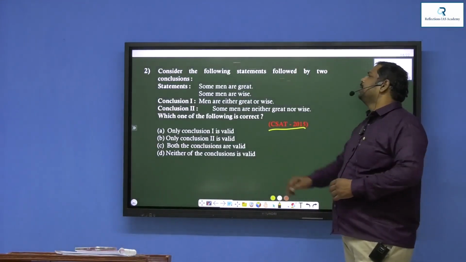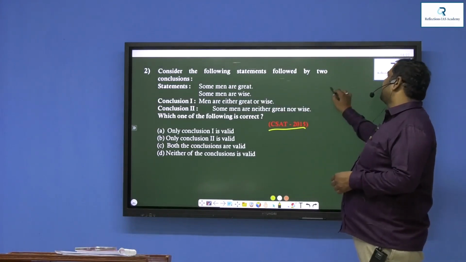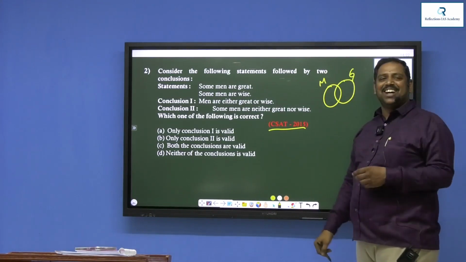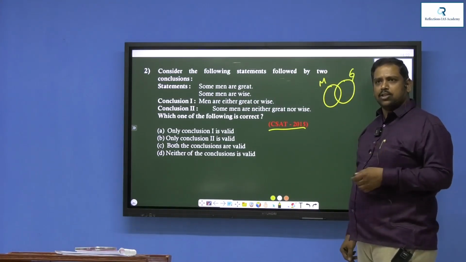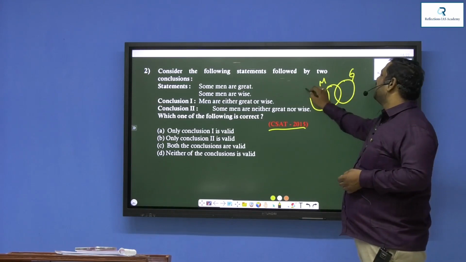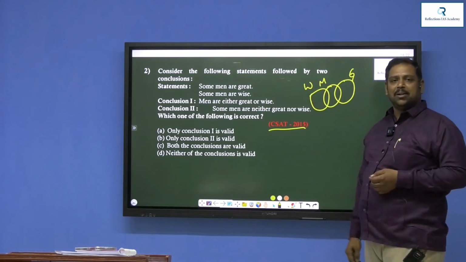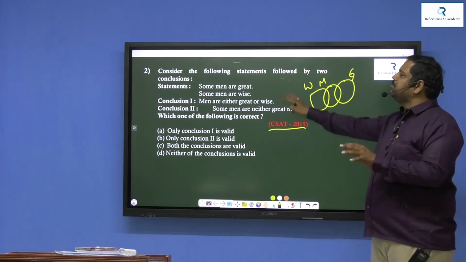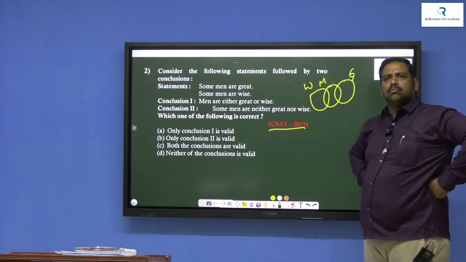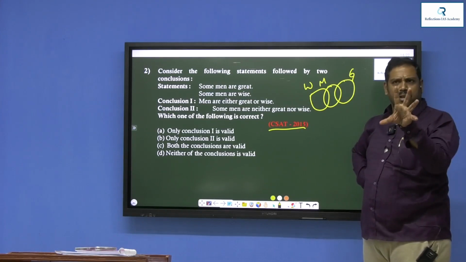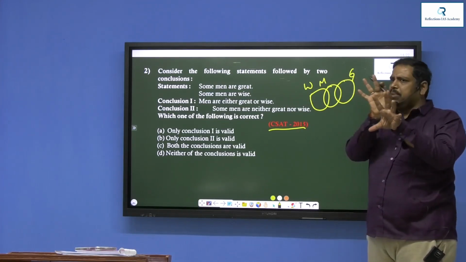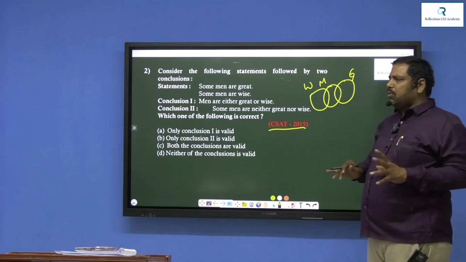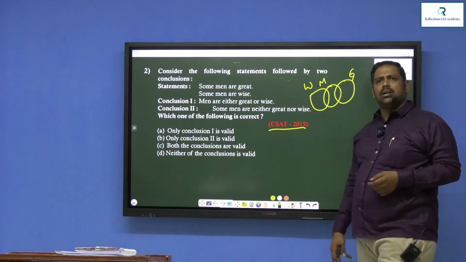Yes, he said the 2015 year. Statements: some men are great, not some all. Some men are wise. Again, not some all. Yes or no, Rajkumar? Okay, good. Some men are wise. Basic diagram completed. Okay, a conclusion: men are either great or wise. And what is the meaning of men are either great or wise? All the men, if you take, definitely either they will be in wise or they will be in great. Yes or no? Okay, is it definite or indefinite?